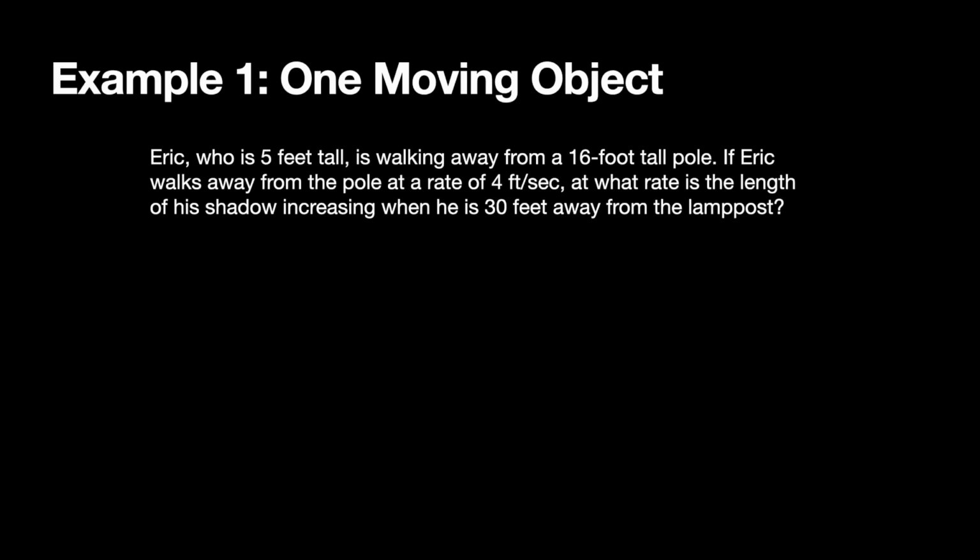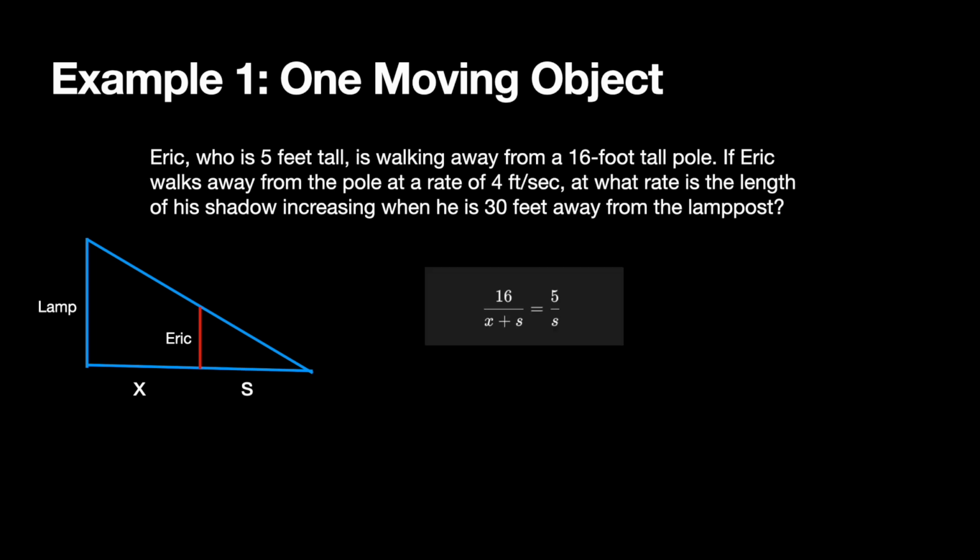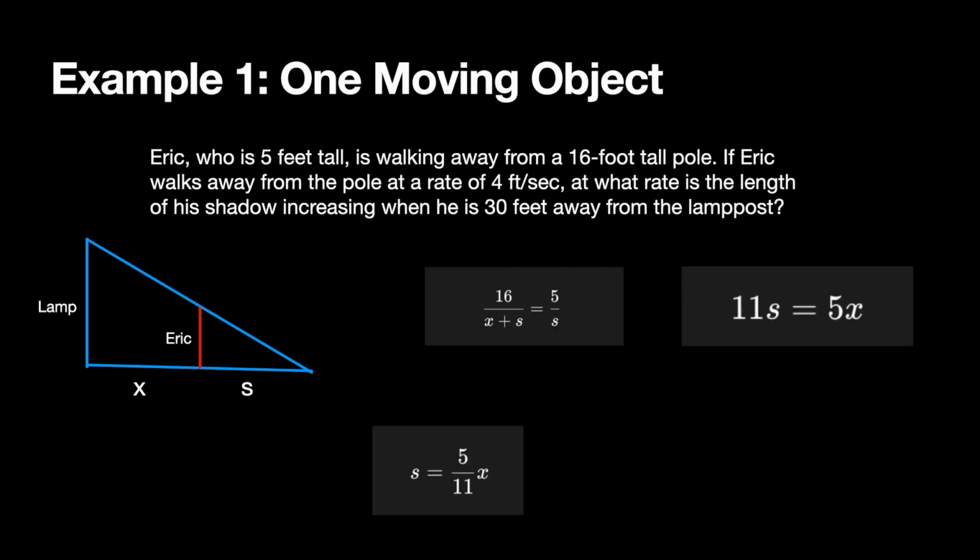Pause the video and read the problem. Firstly, we can draw a diagram representing our situation, with x to represent the distance from the lamppost and s to represent shadow length. Then we can use a proportion and solve for the relationship between our variables.